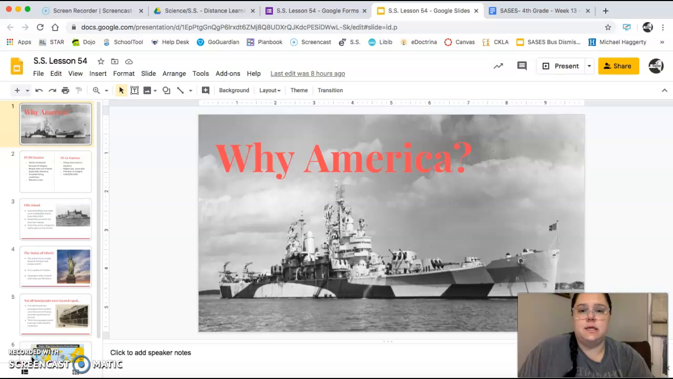Today for social studies, we're going to continue learning about immigration and we're going to focus on why all of these people from Europe chose America. They could go anywhere in the world. Why did they choose America?